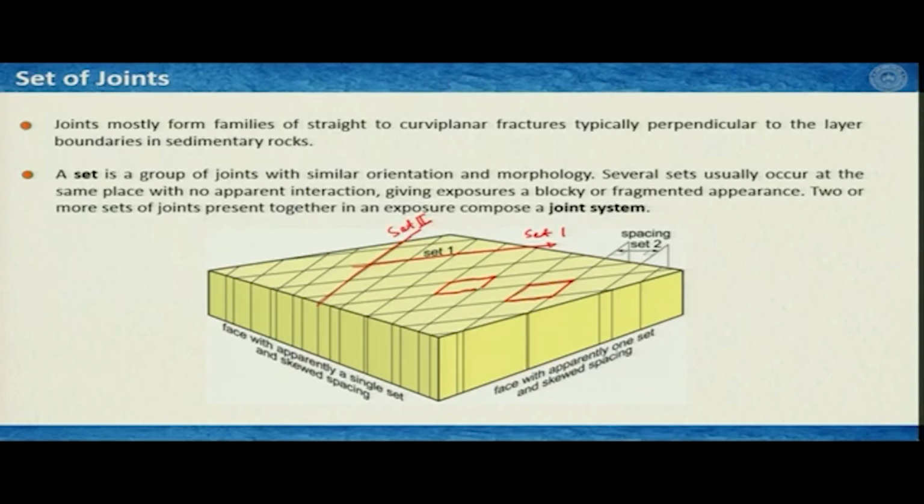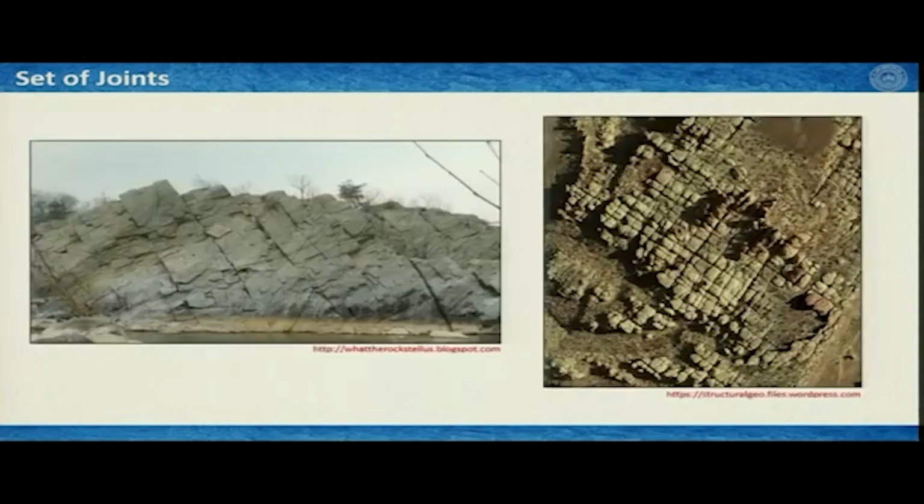Two or more sets of joints present together in an exposure generally compose a joint system, and in the joint system you can figure out the spacing between the joints. For example, this is the spacing between set 2. You can also figure out the angles between the joints, and these are also sometimes important for structural analysis, provided they form at the same time. So, here is one example. In the first one, you see that it is predominantly one set of joints, which is this one.